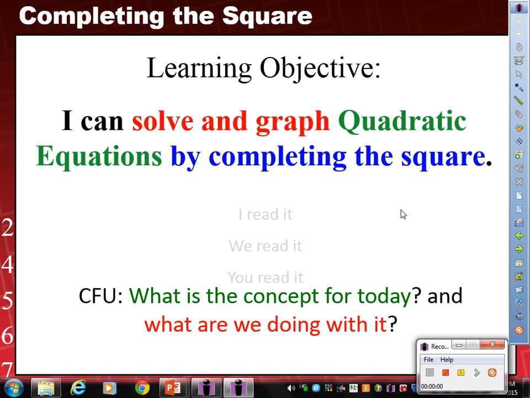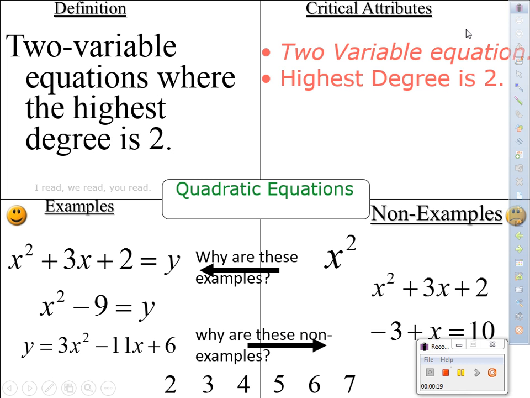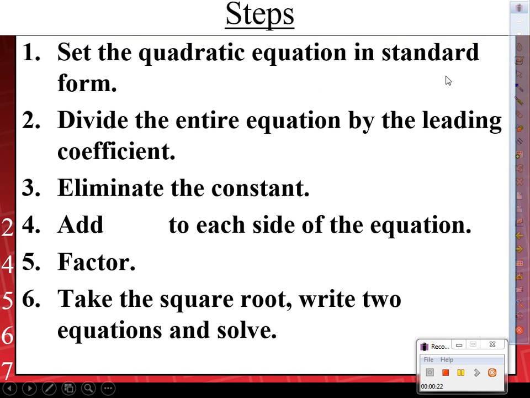So, we don't need a Frayer model because we already know what quadratic equations are, right? But we do need steps. Copy these steps, please. There are only 6.